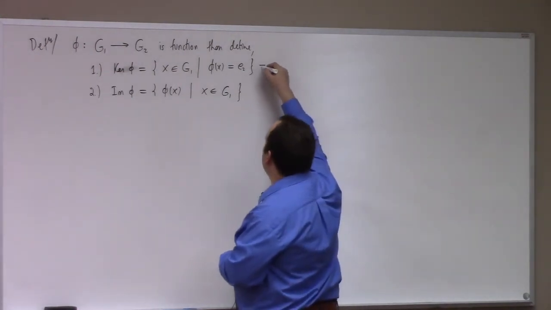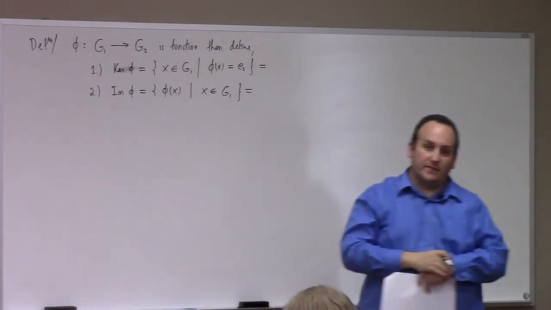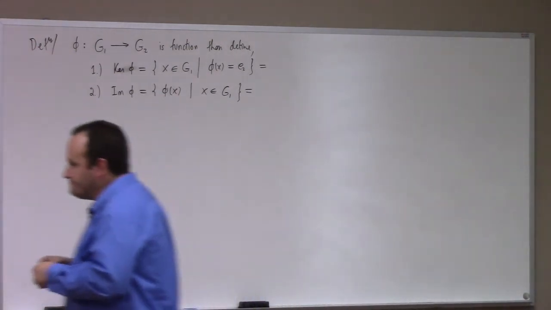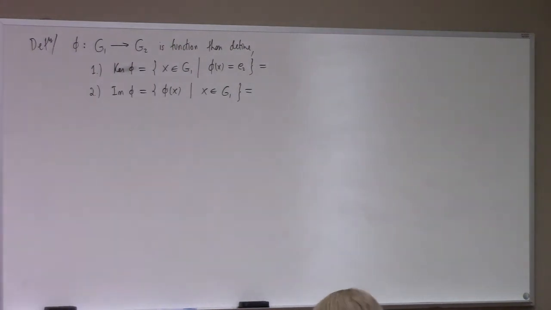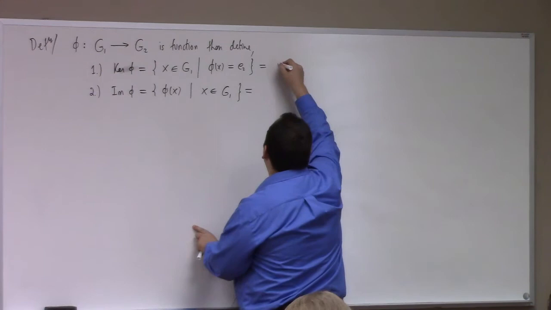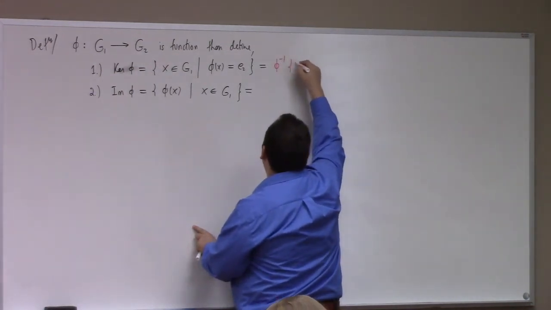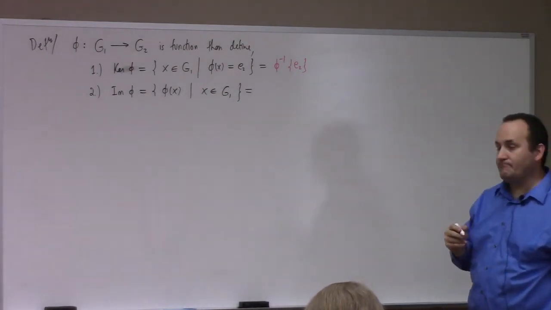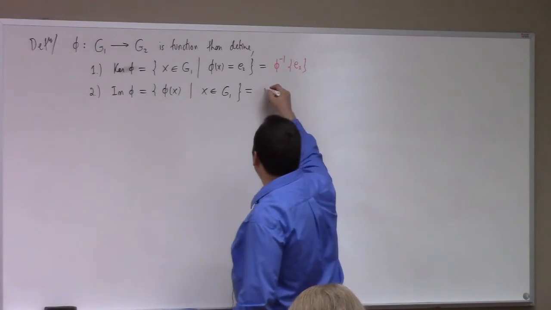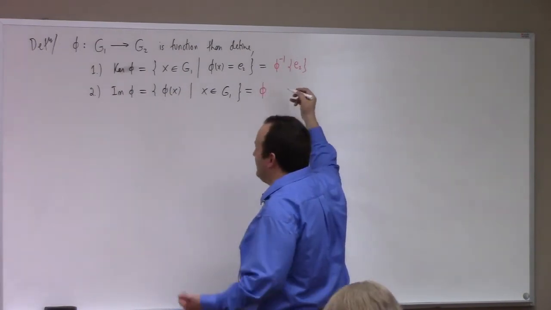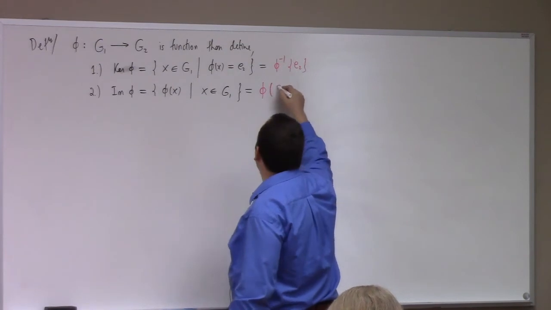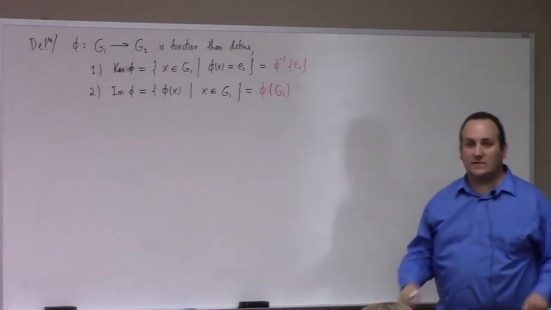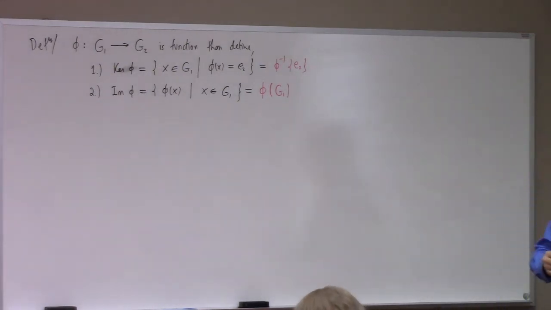Let's see here. I can write both of these in terms of images or inverse images of sets. In particular, the kernel is exactly the inverse image of the set containing E2. These are all the points in the domain that map to E2, right? And in terms of images of functions, the image is literally the image of G1. It depends on what you know, but phi of G1 is a compact way of expressing the same notion. All right?